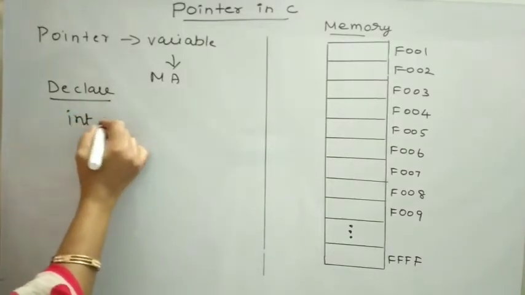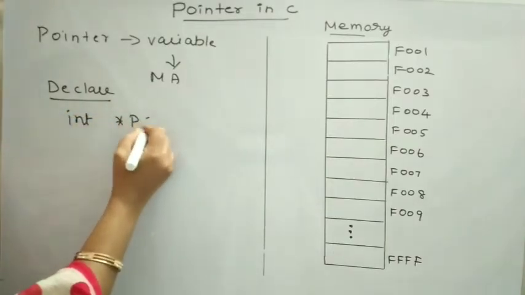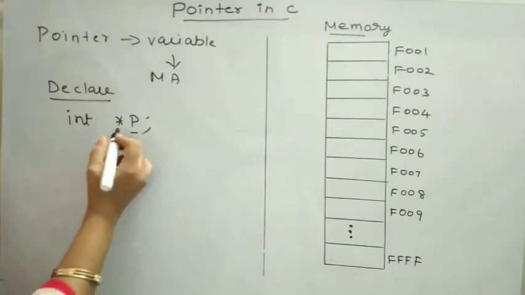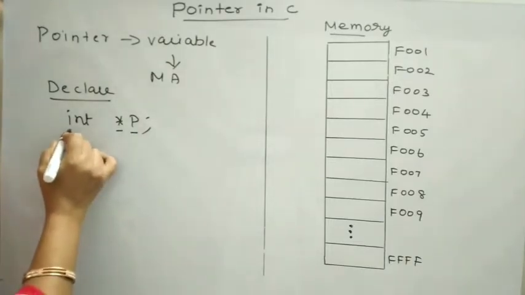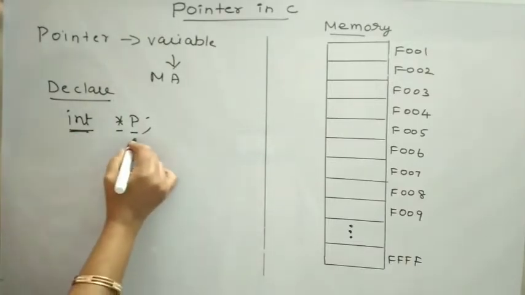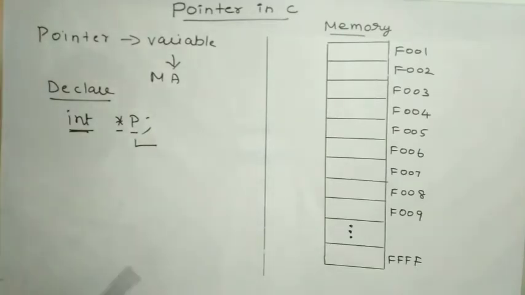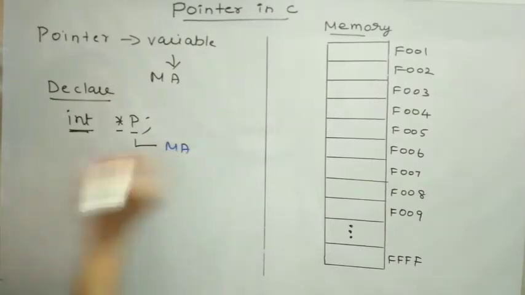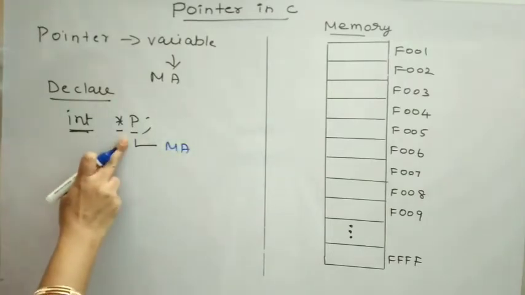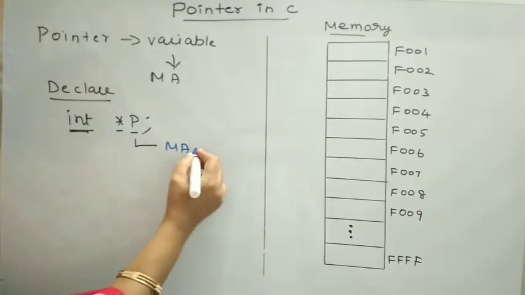int *p. So p is my pointer variable. The prefix star specifies that p is my pointer variable. What does this data type specify? Basically, my pointer variable is going to hold a memory address. A pointer variable is a variable which is going to hold the address of another variable. So it is holding a memory address.